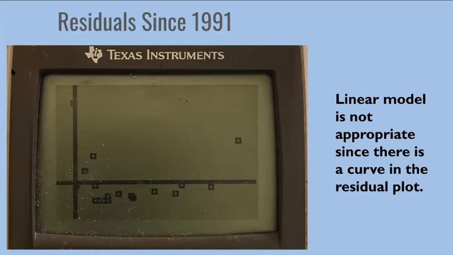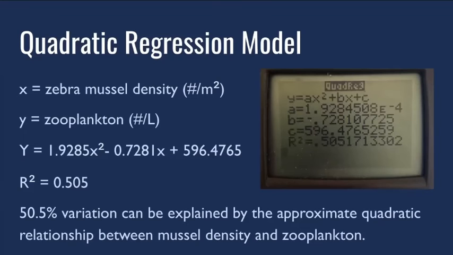From the residual model, we can gather that the linear model is not appropriate since there is a clear curve in the residual plot and a pattern, and the points are not arranged randomly. So because of this, we tried a quadratic regression model instead. So the quadratic regression model is definitely a better fit.